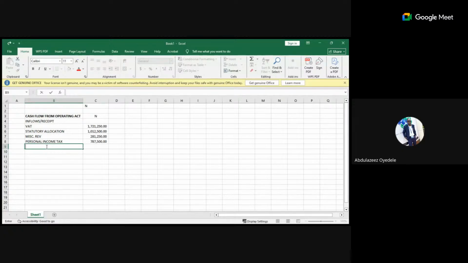Now, can somebody tell us the difference between the federation account and the federal government account? Federation account is the account for the federal government, state governments, and local governments, where the funds are pooled before being shared to each of them, while the federal government account is strictly for that of the federal government. Good, thank you very much.